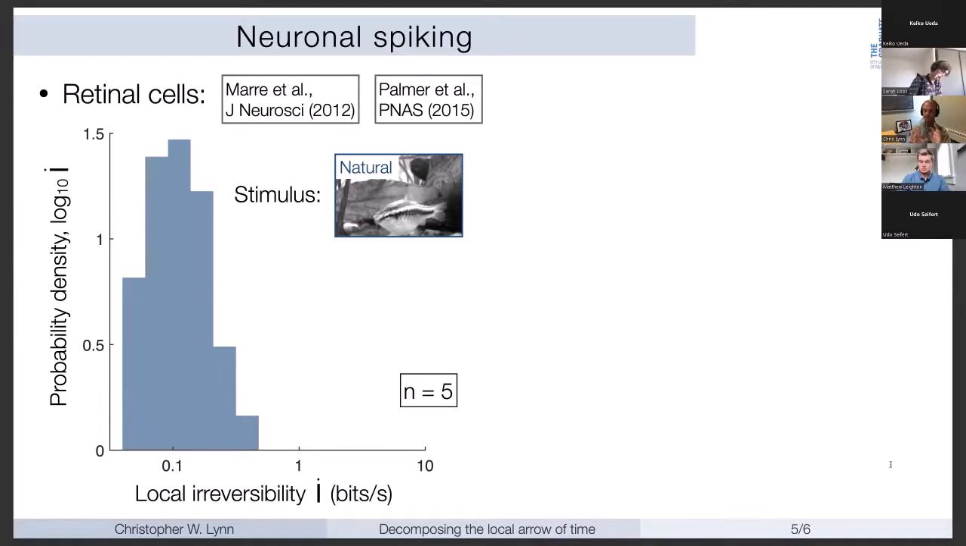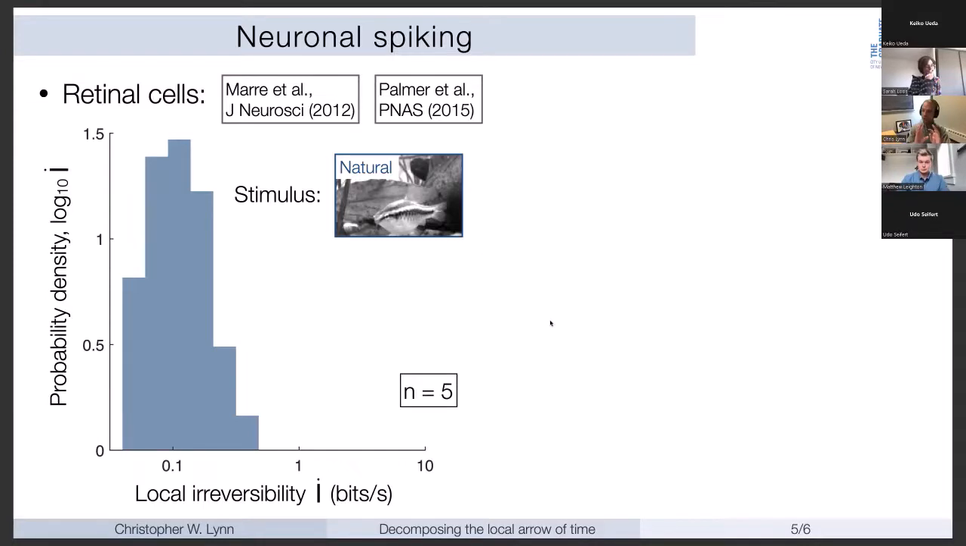So what we have here is a salamander retina, and we start off by showing it a naturalistic movie, for example, a fish swimming in a tank, as you can see here. And I should mention that this movie is inherently irreversible, because if I played it backwards, you could see the fish swimming backwards, and you could tell the difference.